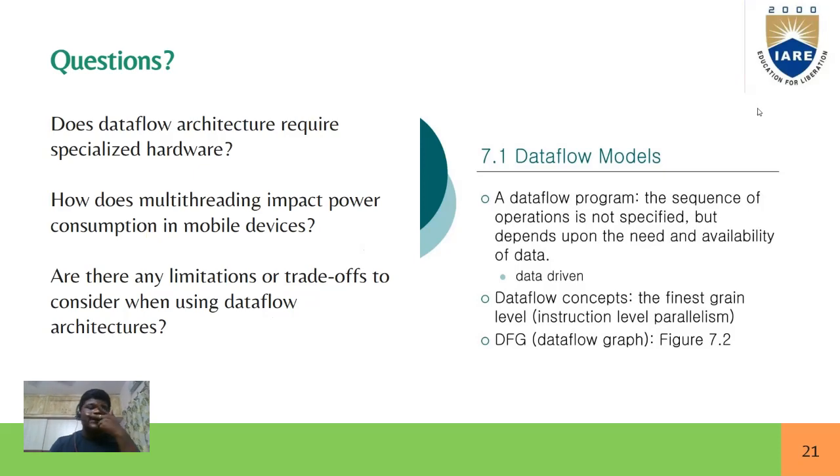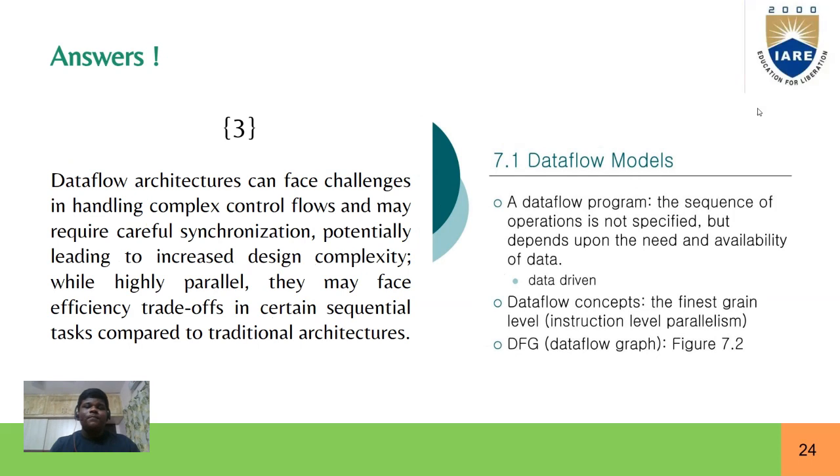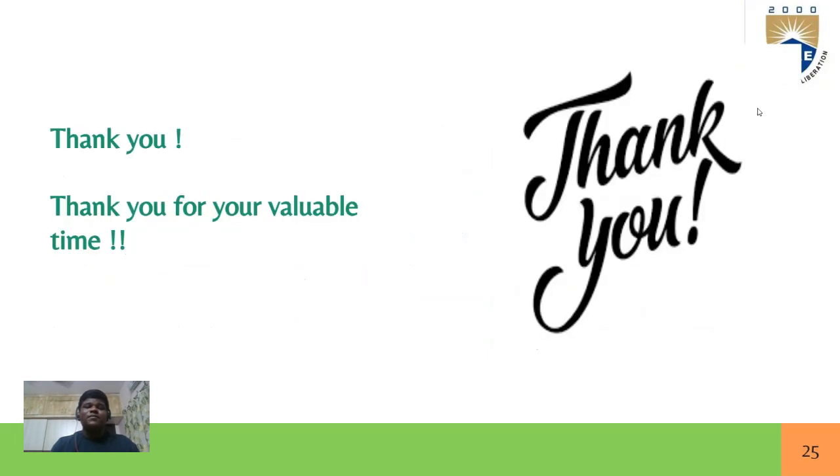Are there any limitations or trade-offs to consider when using data flow architectures? Data flow architecture can face challenges in handling complex control flows and may require careful synchronization, potentially leading to increased design complexity. While highly parallel, they may face efficiency trade-offs in certain sequential tasks compared to other traditional architectures.